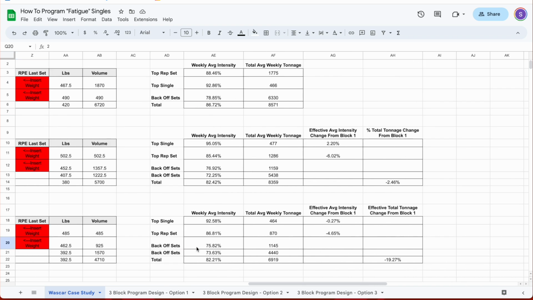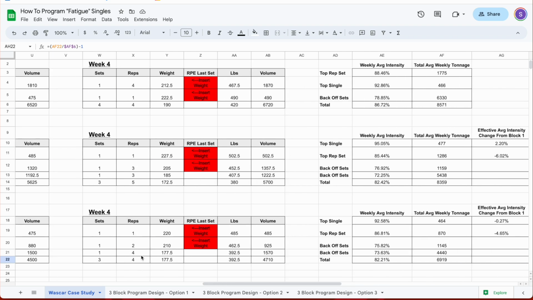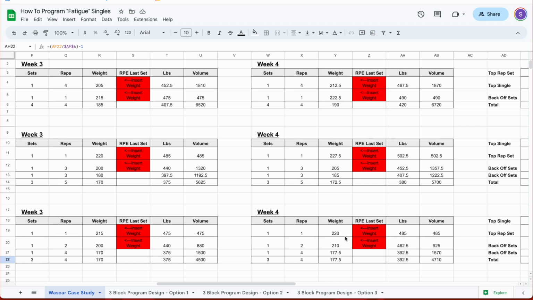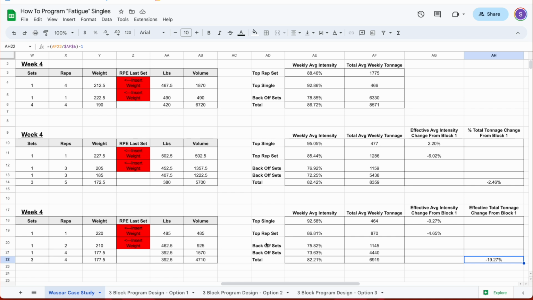So it was only a 2-rep drop change, but in the totality of the average weekly tonnage of those 4 weeks, there was a 19.27% drop in volume between the slight changes in the rep schemes with the doubles, but even more so in the changes in just the average intensity. So this is where it became incredibly apparent to me. And I saw this not only with Wascar, which is a bit more extreme example, but I saw this with many athletes across the board.